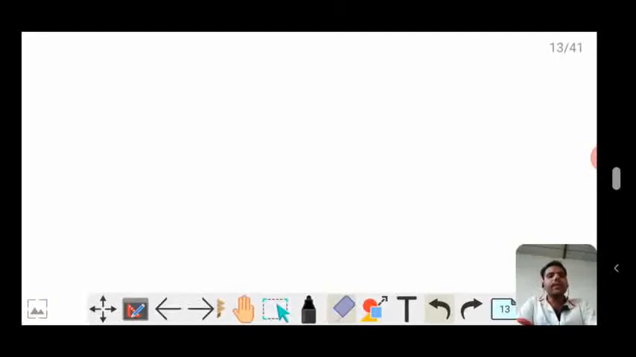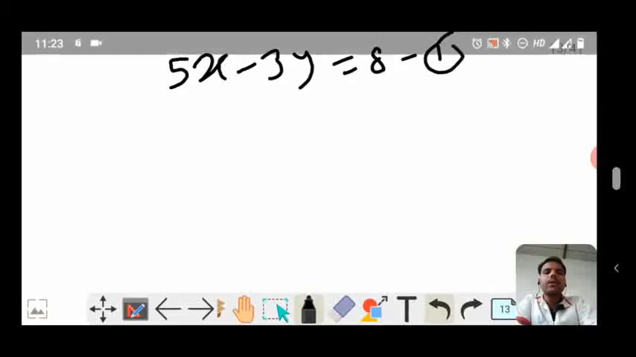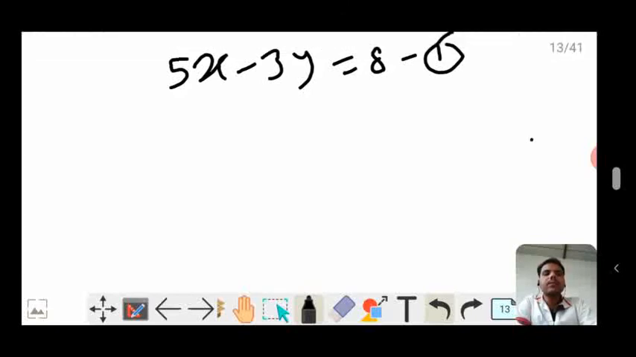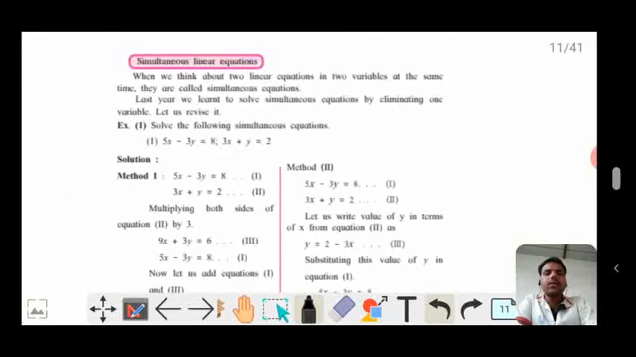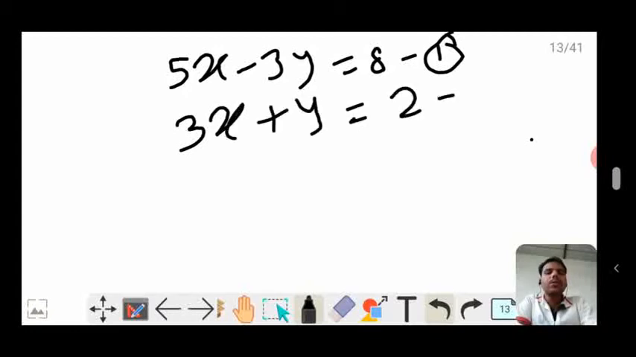So we take the same example, 5x minus 3y is equal to 8. This is equation 1. And the second equation is 3x plus y is equal to 2. Equation 2.